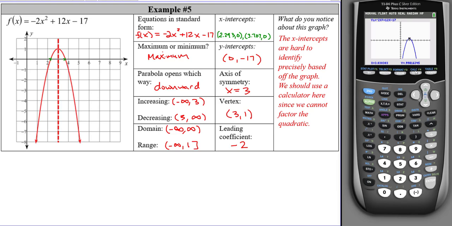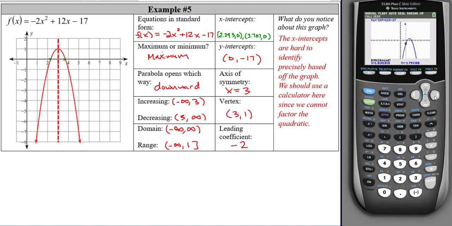So we have what we call this calc feature. The way that we use that, remember, anything in blue, we have to hit the second button. So I'm going to hit second, and then I'm going to hit the calculate button. In this case, we want to identify the zeros. Remember, the x-intercepts are our zeros. After I hit that, it is asking me to give it the left bound. So if this is my intercept, I need my cursor to be to the left of that, and I'm going to set it by hitting enter.